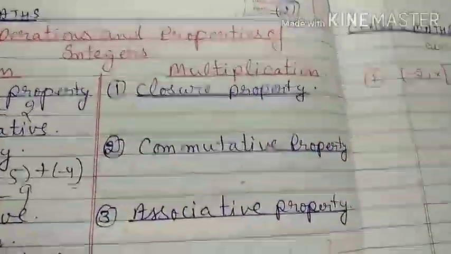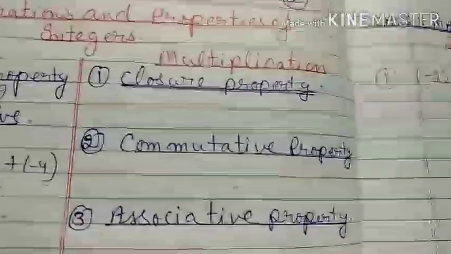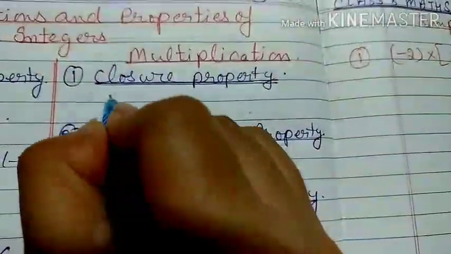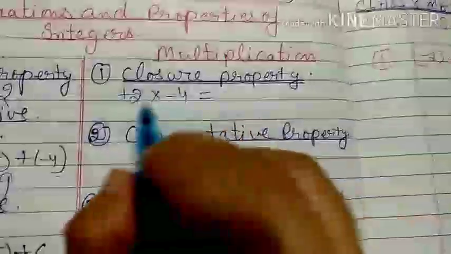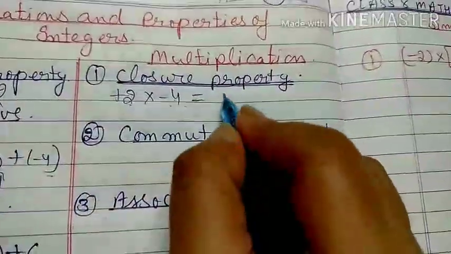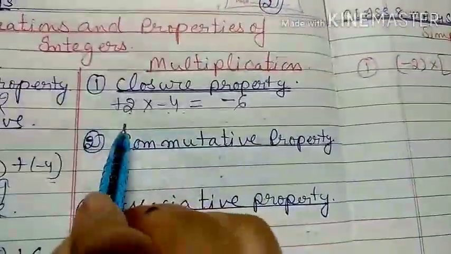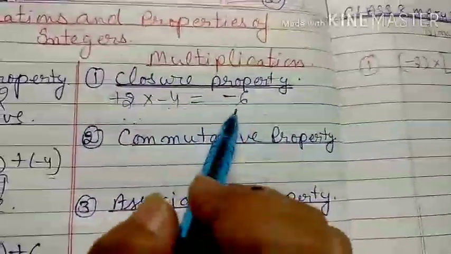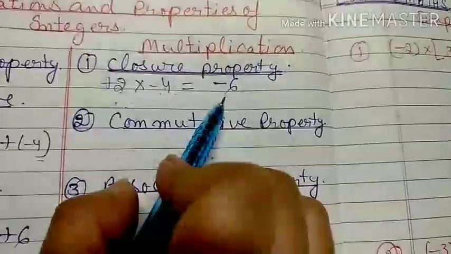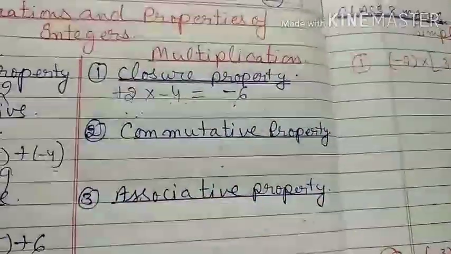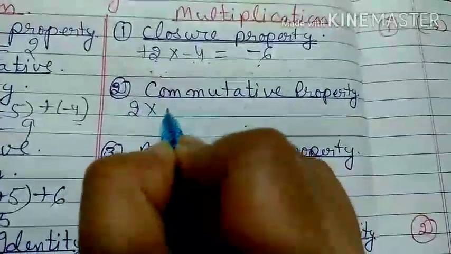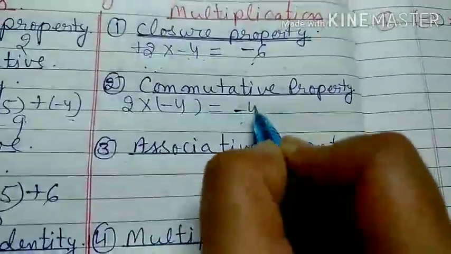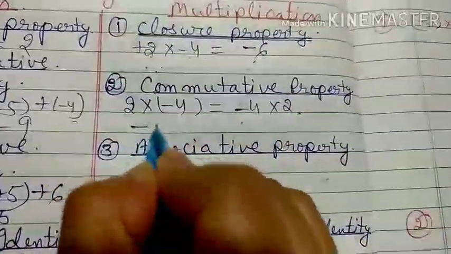Next is multiplication property. Multiplication property means if you multiply any integers, like +2 into -4, when you multiply, that gives you -8. It means when you multiply two integers with each other, your answer will also be in integer form. That is the closure property. Commutative property deals with two numbers. If you multiply two numbers in any order, your answer will be the same.